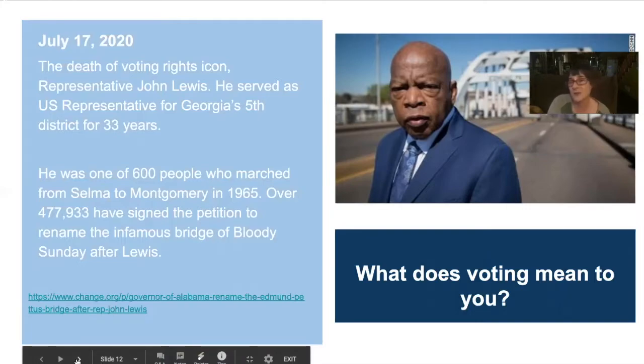So I did say that we did have a guest joining us today. Today we have Brad Christian-Sallis, who is the Voting Rights Field Director for Civic Nebraska. And Brad, what does voting mean to you?